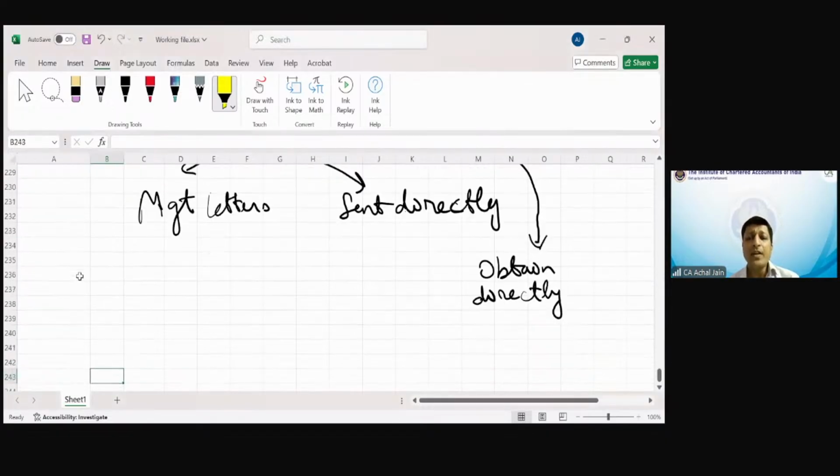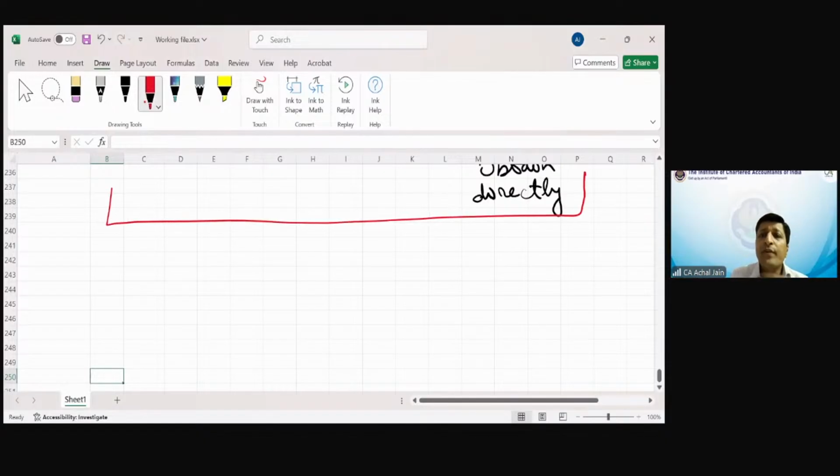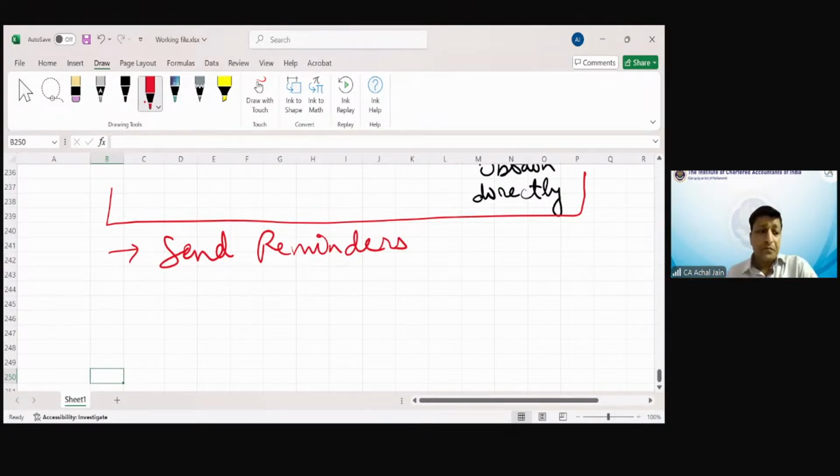Okay, let's try to understand. First of all, what will you do? You will send reminders. Okay. After 2 to 3 reminders, you will plan for alternate testing.